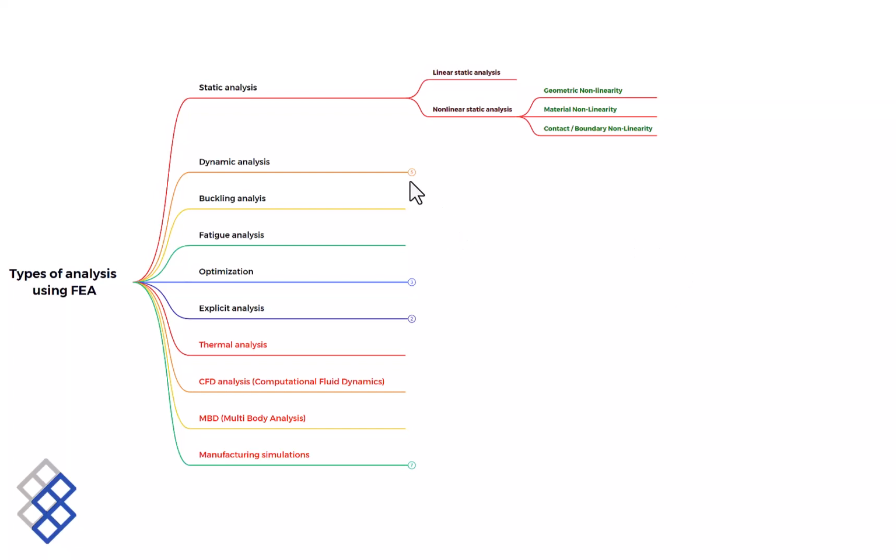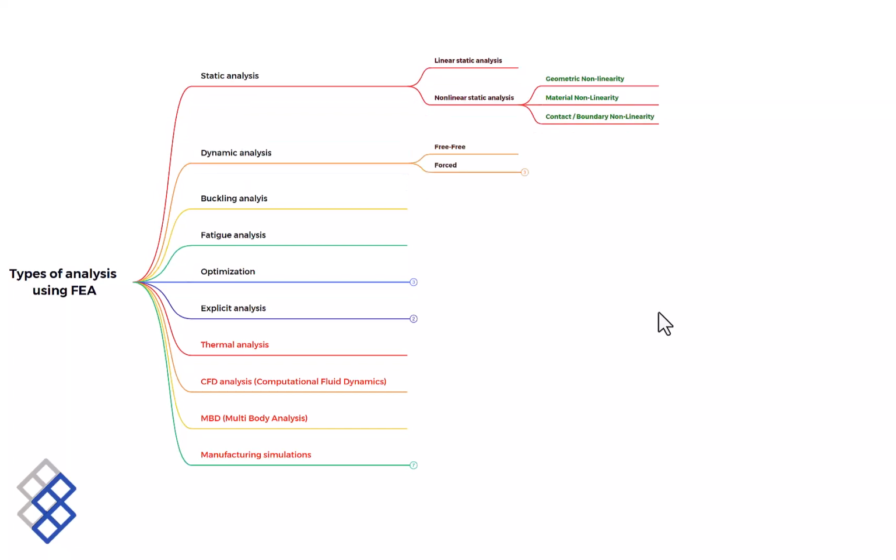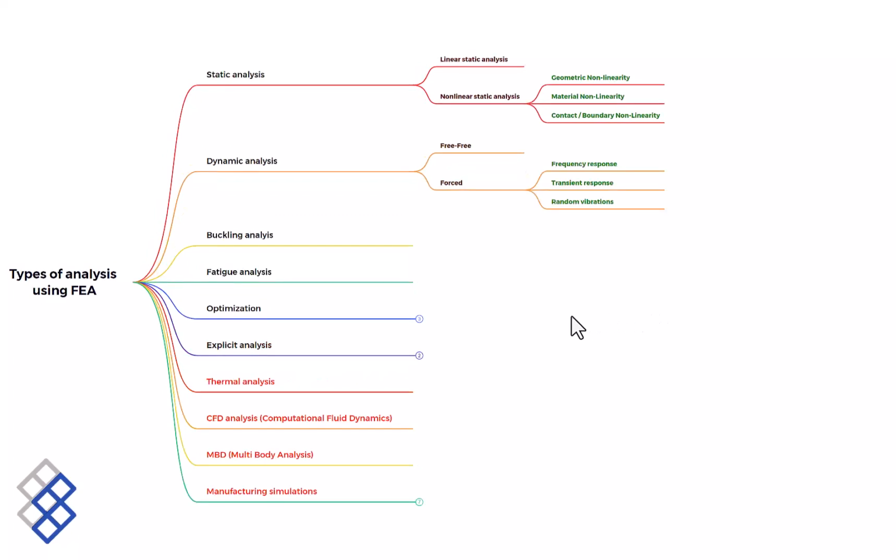The dynamic analysis we can divide into two types: free and forced. Mainly, dynamic analysis is used for components which experience vibrations. In vibration studies, we can perform three kinds of analysis: frequency response analysis, transient response, and random vibrations. These are included as part of dynamic analysis. And then we have buckling analysis, and then fatigue analysis, and then optimization.